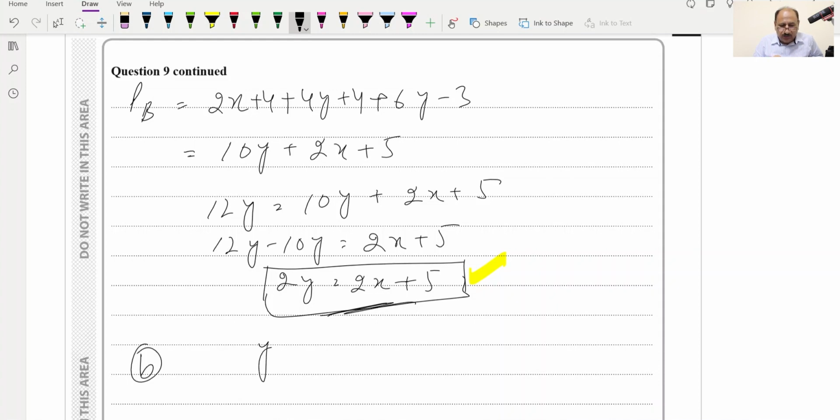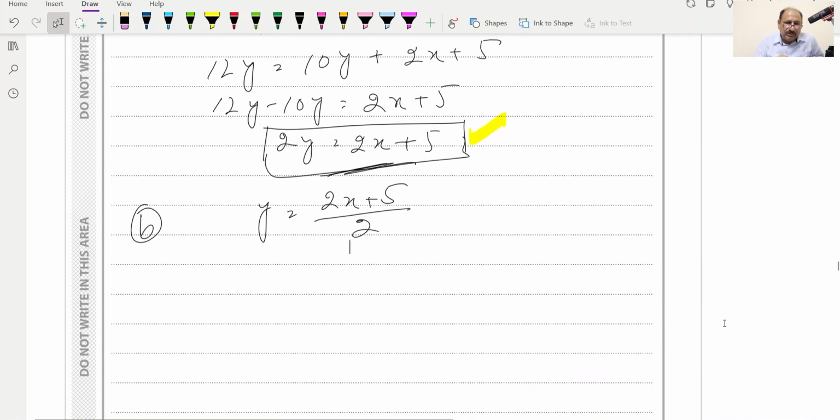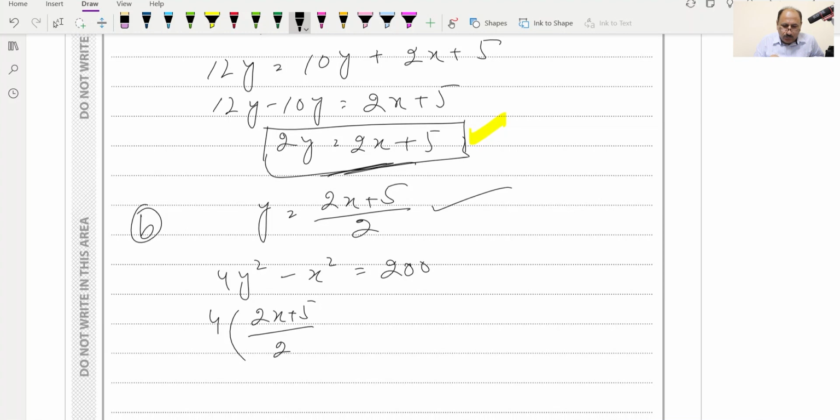We can write y is equal to (2x plus 5) over 2, and this value we can replace in the other equation, which is 4y squared minus x squared is equal to 200. So this value of y we will replace over here, so it will be ((2x plus 5) over 2) squared minus x squared is equal to 200.